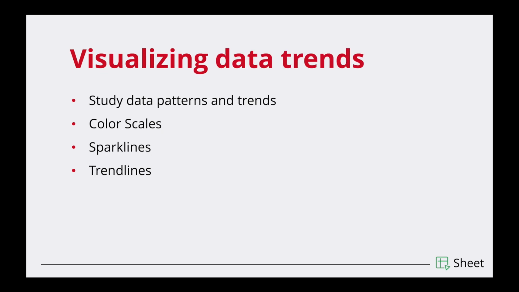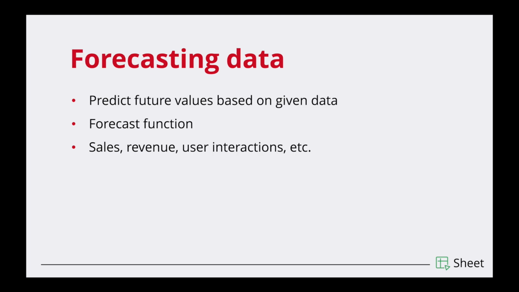Data trends are nothing but the change in the values over a period of time. And these are some of the features in Zoho Sheet that you can use in order to visualize these data trends or patterns. That is color scales, which is a type of conditional formatting. Then we have Sparklines, which are the in-cell or cell level graphs. And then we have trend lines that can be drawn over the graph in order to study the graph properly.